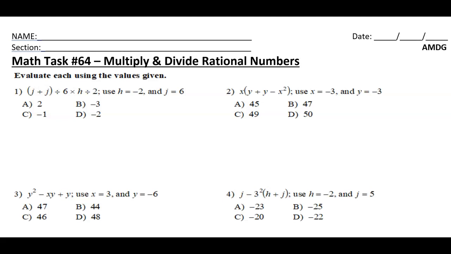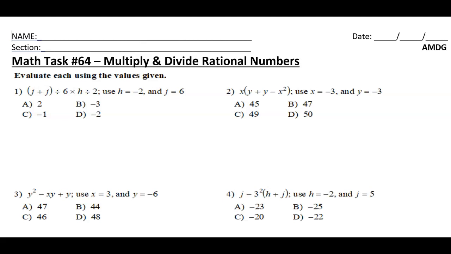Welcome to math test number 64, multiply and divide rational numbers. First thing we're going to do is review plugging in, because it's definitely going to be on your test, which is on Wednesday. So we have (j + j) divided by 6 times h divided by 2, where h is negative 2 and j is 6.